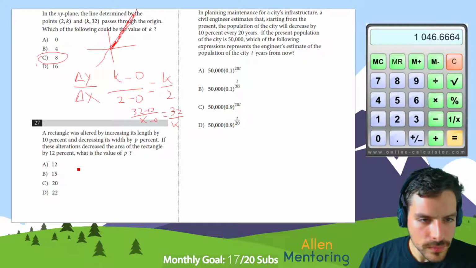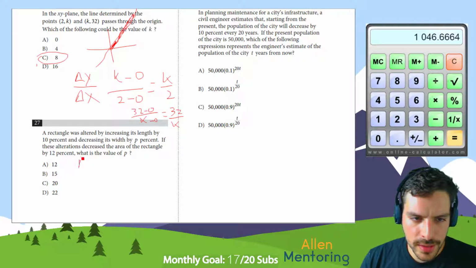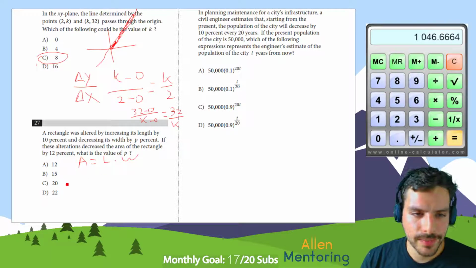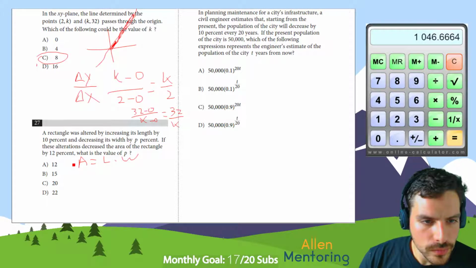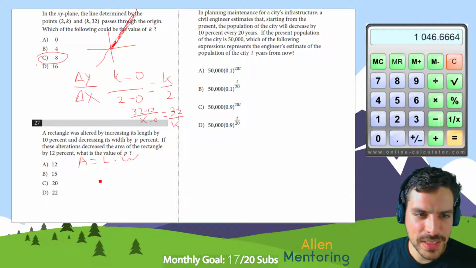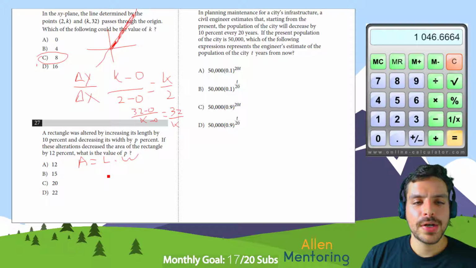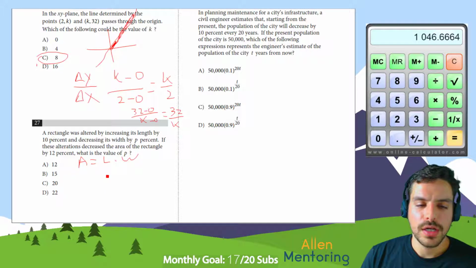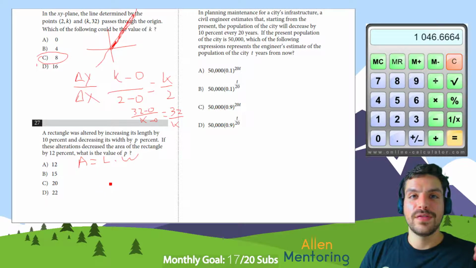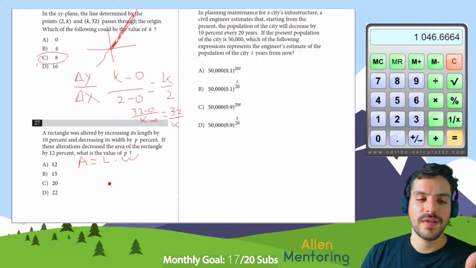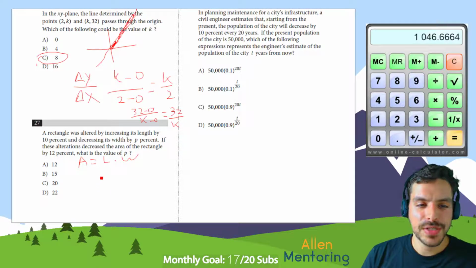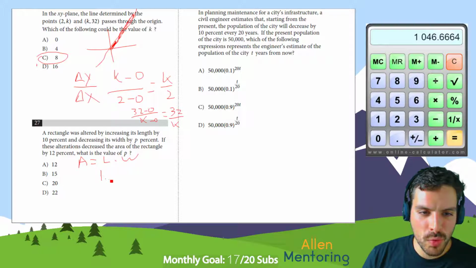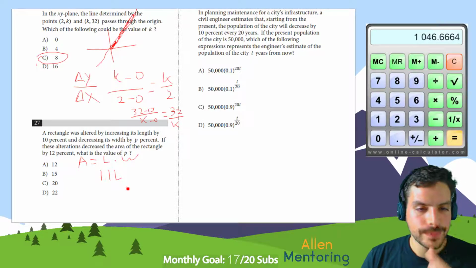So let's see. So we know that the area is equal to length times width. Okay. So it says that the length is increased by 10%. So how do you represent an increase of 10%? Similar to how we did an increase of 50% was 1.5, an increase of 10% will be 1.1 times L.